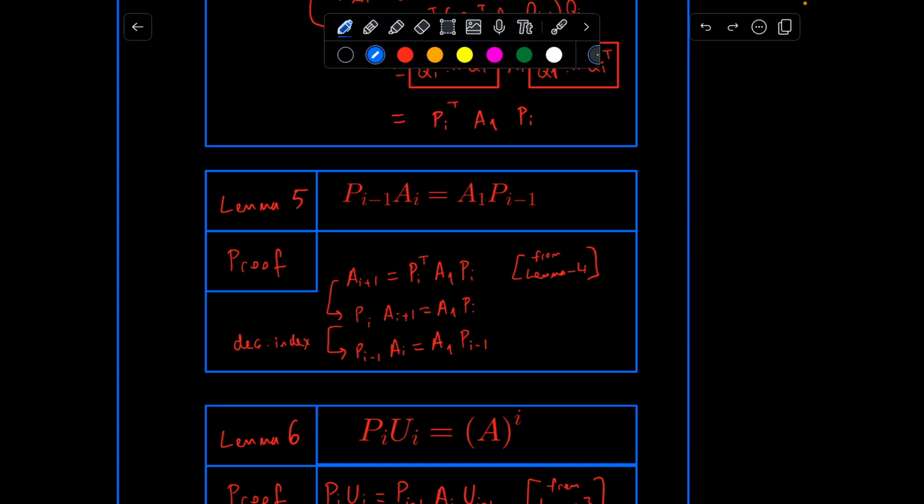And so what does that mean? P inverse, or P_i inverse, will be P_i transpose. By multiplying from the left hand side, this is what we will have, and then by decrementing the index, this is the term that we were trying to prove. So this was lemma 5.